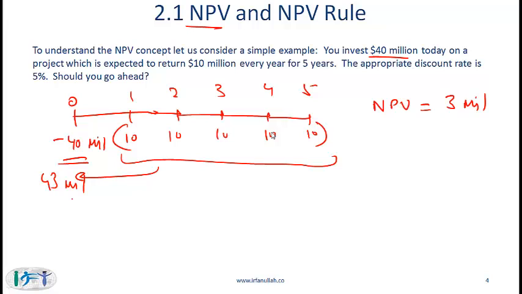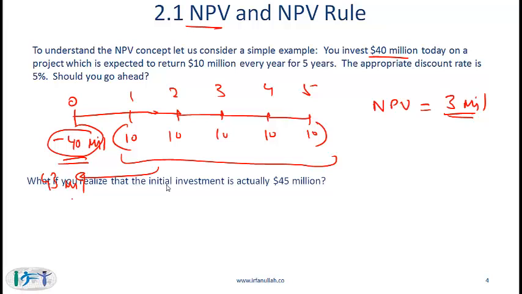What the NPV of 3 million is telling us is that the present value of future cash flows is greater than the present value of the investment. And this clearly is a good thing because you are investing a certain amount, 40 million in this case, and the value today of what you will be getting in the future is more than the investment. So a positive NPV is a good thing.